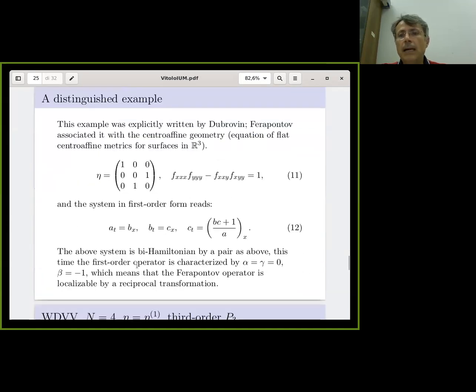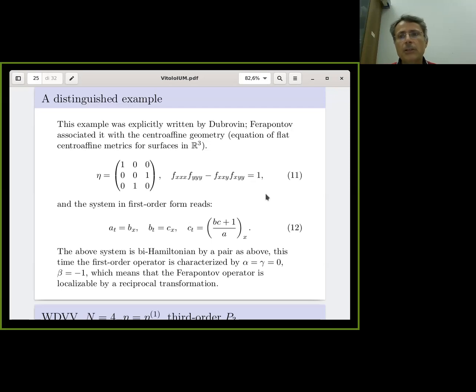Okay, I just would like to show you a specific example to show you how much geometry is in here. This is a very special type of choice of eta, which is not in the canonical forms, but it was explicitly considered by Dubrovin in his paper Geometry of 2D Topological Field Theory. And Gianni Ferraponto found several interesting connections with the central affine geometry.